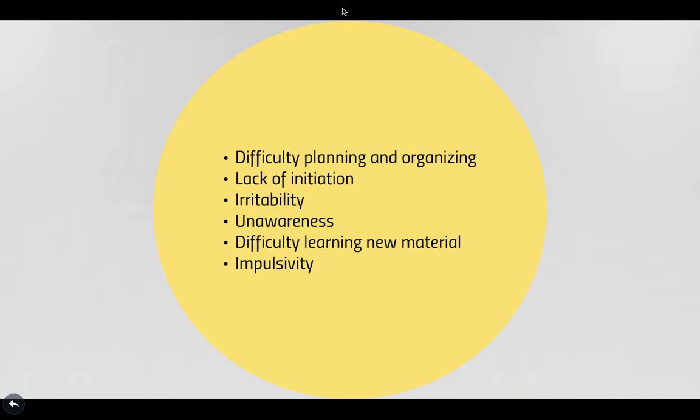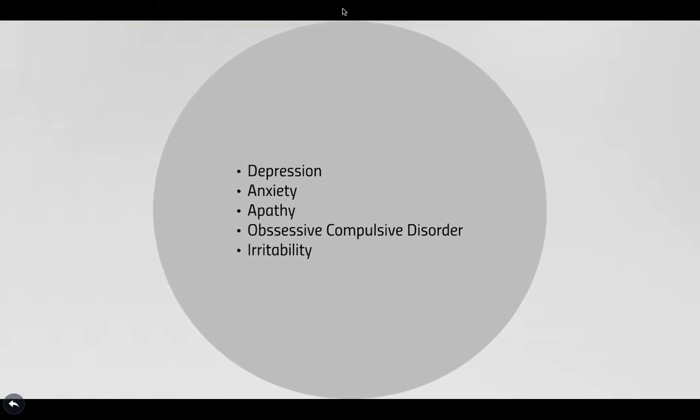As far as cognitive things go, you can have difficulty planning and organizing, especially if you were good at that before you had the disease, lack of initiation, irritability, unawareness of things around you, difficulty learning new material, and impulsivity. Some behavioral symptoms you can experience are depression and anxiety symptoms, apathy, obsessive compulsive disorder, and irritability.